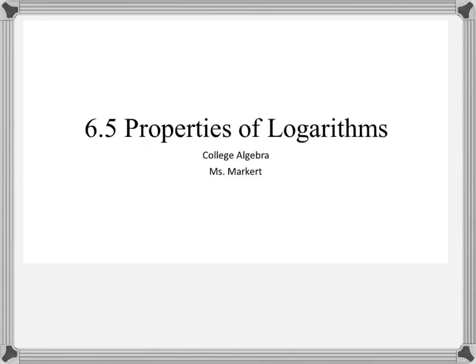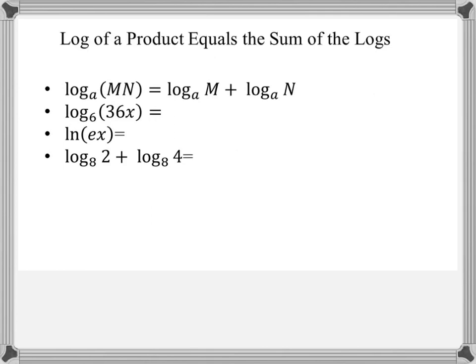Properties of logarithms. The first property we'll look at is the log of a product equals the sum of the logs. That's what this first bullet point is saying. So if we've got a product mn, you can rewrite it as the log of mn equals the log of m plus the log of n. And in all cases, the base is the same in all the logarithms.